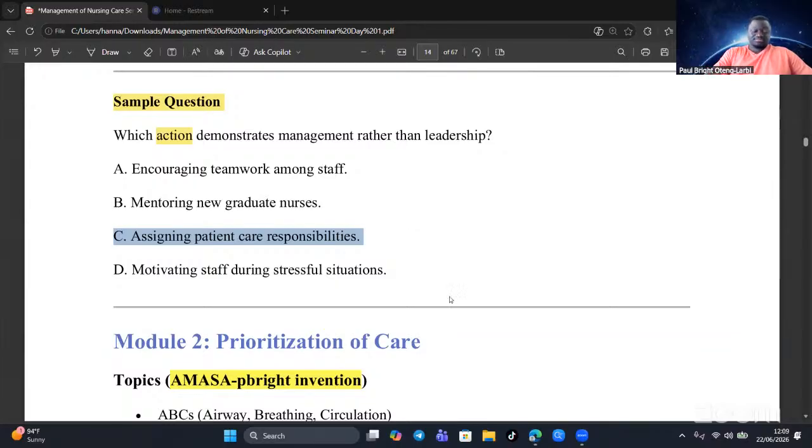So if you look at these options, encouraging teamwork among staff. Yes, managers also encourage us. Okay. So managers also encourage, but leaders, when they encourage us, it ends there. The leader doesn't care whether whatever you are doing is within the scope or not. A leader can come and motivate you, encourage you that let us go and do locum when we close from work.